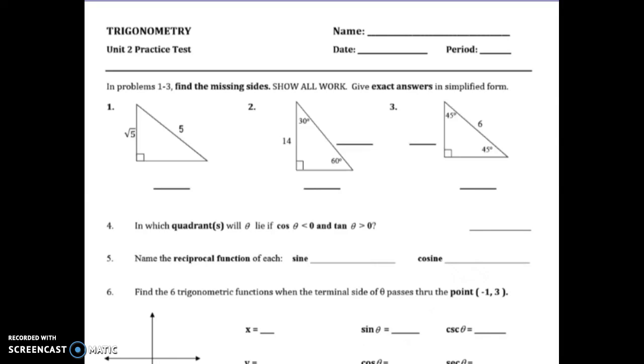This is Mr. Deacon. As you know, I will be out of town for the review days before the test. So what I'm going to do is record myself creating the answer key to the practice test that you guys will be getting on Monday. So without further ado, let me get myself out of the corner here.